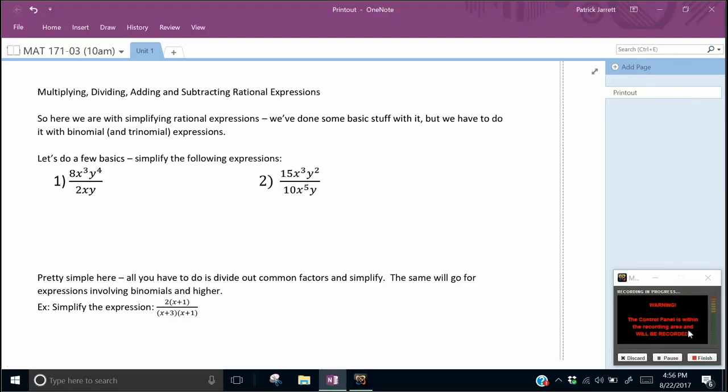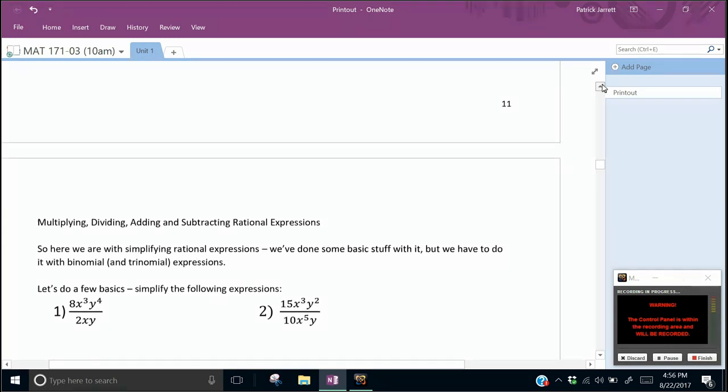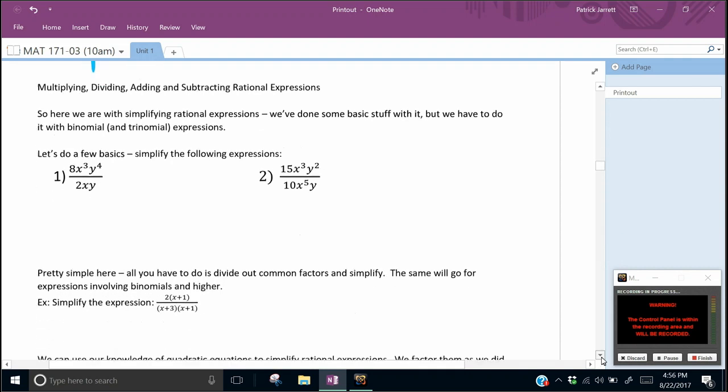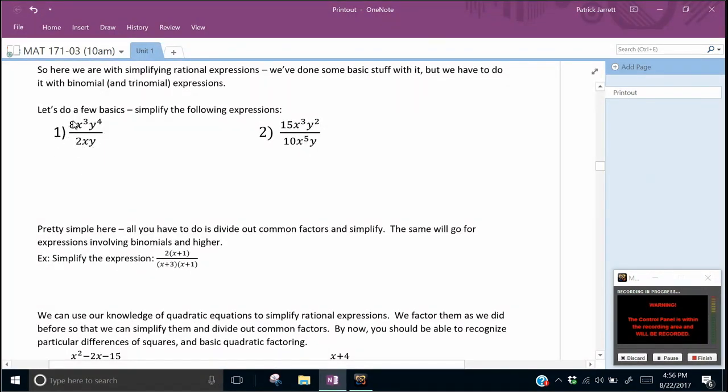All right, everyone, welcome. And what I want to do now is show you how to deal with multiplying, dividing, adding, and subtracting rational expressions. Now, for those of you following along, it's going to be on page 12 of your notes. So, I'm going to start with the real basics. This is something that you probably did back in Algebra 1. 8 divided by 2, which is 4, x to the third divided by x to the first, it's going to be x to the second, y to the fourth divided by y is going to be y to the third.